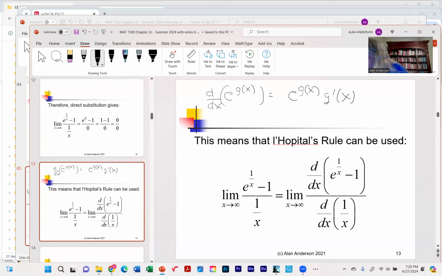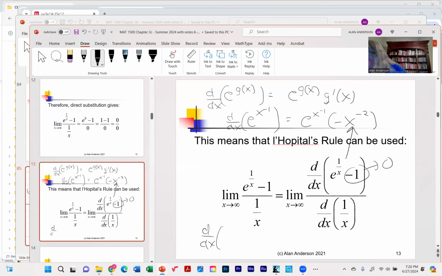Let's rewrite this as x to the minus 1. It'll be a little easier to see what's following. By the power rule, the derivative of x to the minus 1 is minus x to the minus 2 power. Now, this one just goes to 0. In the denominator, as we just saw, the derivative of 1 over x is negative x to the minus 2 power.